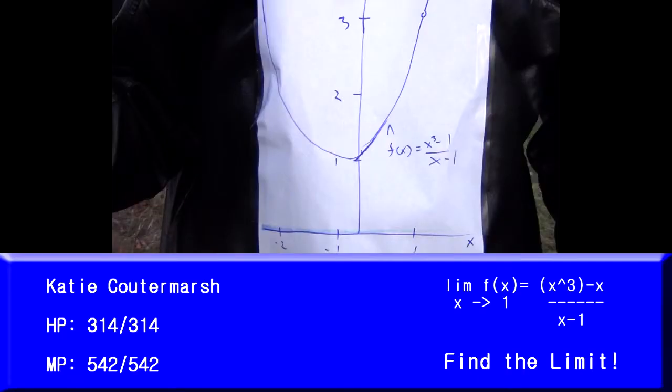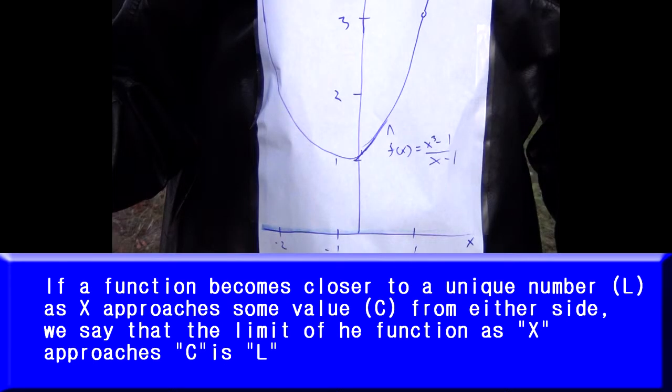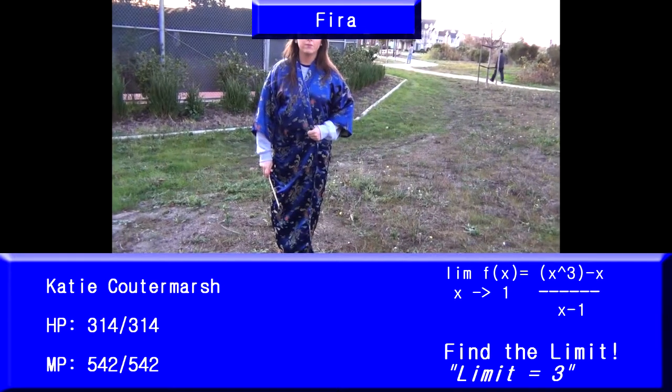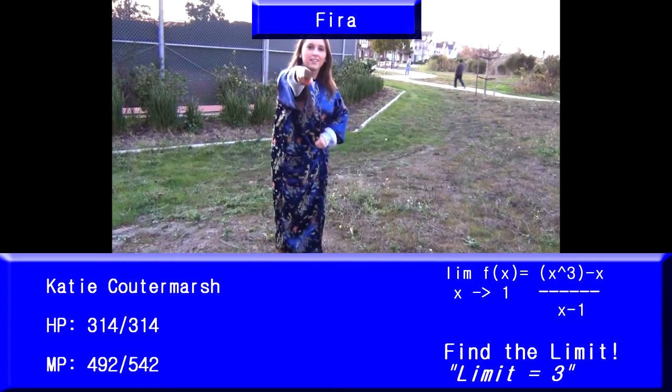You see the graph on his chest? Yeah? You need to find a limit using the graph on his chest to beat him. How do you find a limit? If a function becomes close to a unique number, also known as L, as x approaches some value from either side, we'll call that number c, we say that the limit of the function as x approaches c is L. The limit is 3.